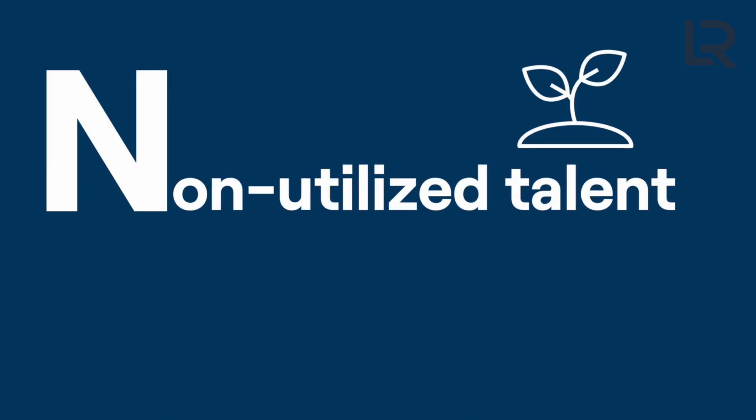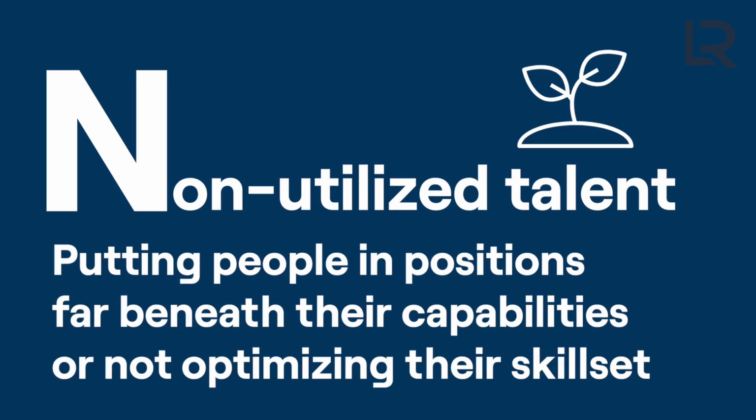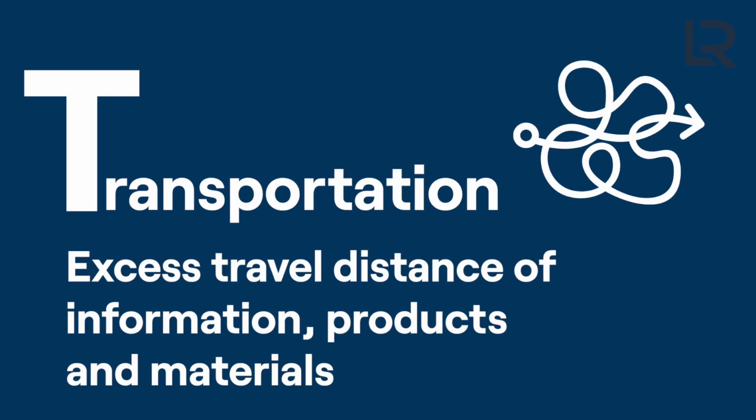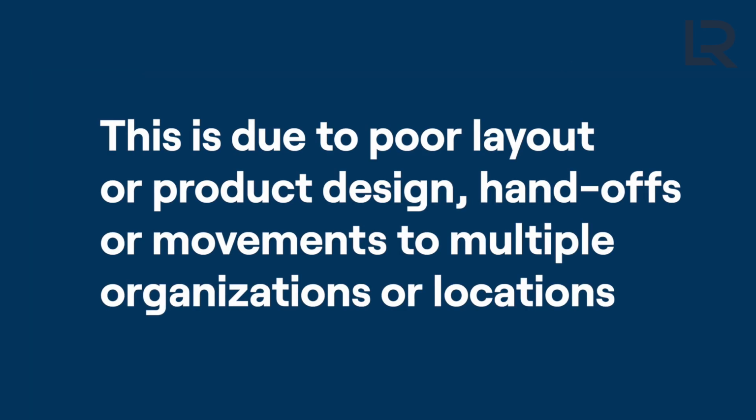The N is for non-utilized talent, which is putting people in positions that are far beneath their capabilities or expertise, or not optimizing their skills and knowledge. T is for transportation, excess travel distance of information, products, and materials. This is due to poor layout or product design, handoffs or movements to multiple organizations or locations.